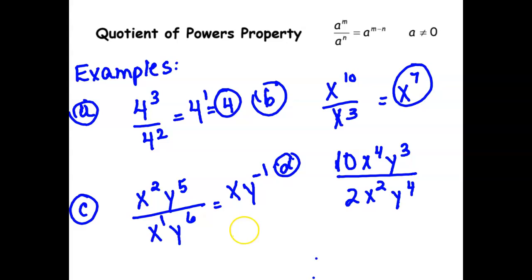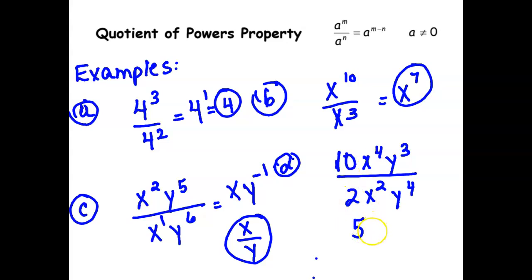Well, our final answer can't have any negative exponents, so the final answer would have to be x divided by y. You'd simply move that to the denominator. Okay, and then don't forget, when you have a coefficient, you're not subtracting, you're dividing. So this one would be 10 divided by 2, which is 5.